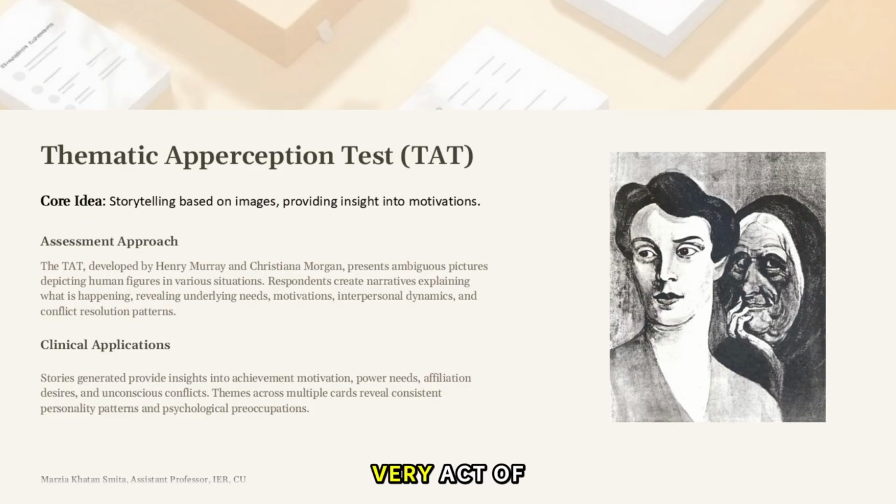See, it's the very act of creating that narrative that reveals your achievement motivation, your need for power, your desires for affiliation, and even deep unconscious conflicts. The themes that pop up across multiple cards reveal the really consistent patterns in your personality.